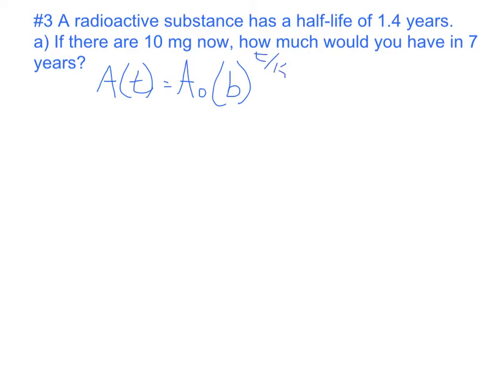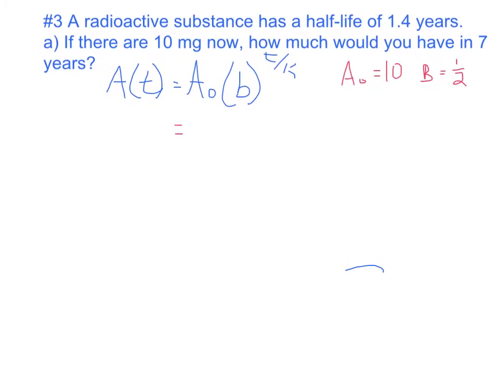Hopefully he's popping into your head. Okay, what's A now? What's A not? What is it starting with? Let's label everything. The initial amount is 10. What's happening to the initial amount? Is it doubling or being cut in half? B is a half. That's what's happening to it. How long does it take for B to happen? That's K. Oh, it takes 1.4 years. That's what it said. And finally, what's the amount of time that we're interested in? 7 years. Okay, we got everything.